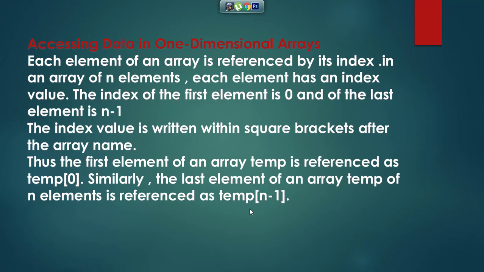Accessing data in one-dimensional arrays. Each element of the array is referenced by its index. In an array of n elements, each element has an index value. The index of the first element is 0 and of the last element is n-1. The index value is written within square brackets after the array name. Thus, the first element of an array temp is referenced as temp[0]. Similarly, the last element of an array temp of n elements is referenced as temp[n-1].